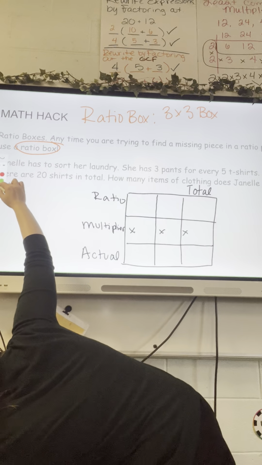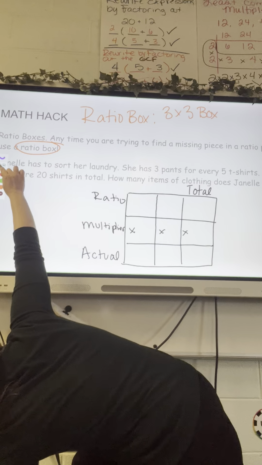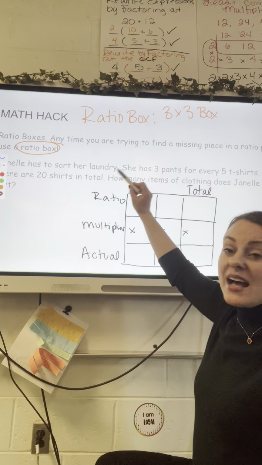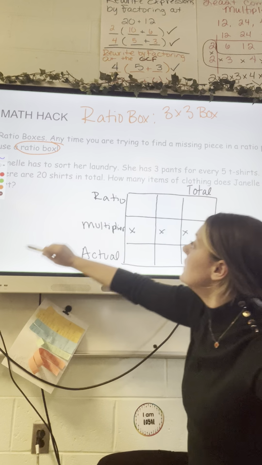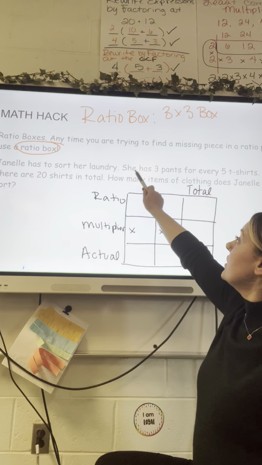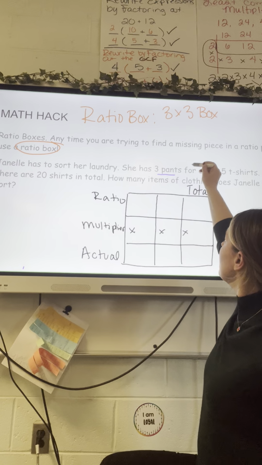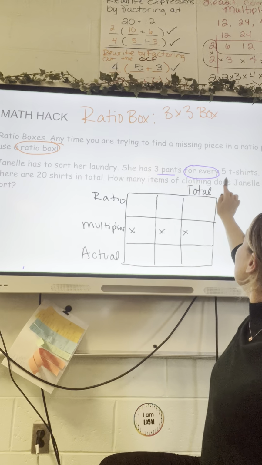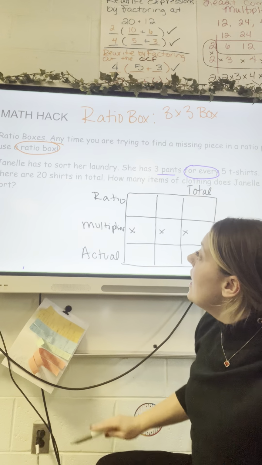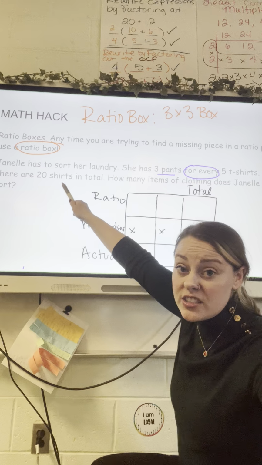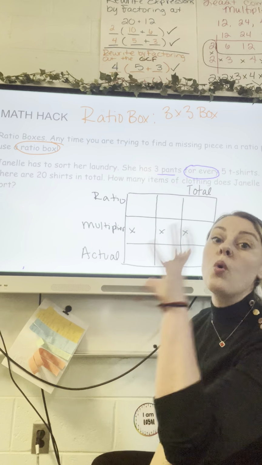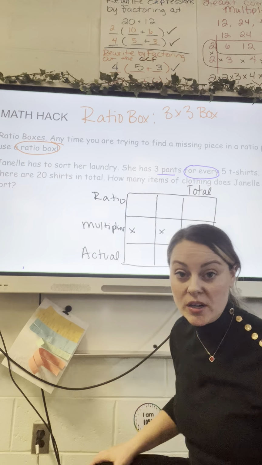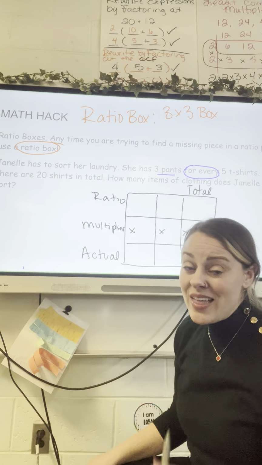So here we go. We're going to read this problem. Janelle has to sort her laundry. She has 3 pants for every, when you see "for every," that's just like a ratio, 5 t-shirts. There are 20 shirts in total. How many items of clothing does Janelle need to sort? That's a lot of information.